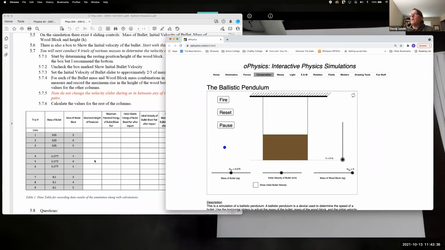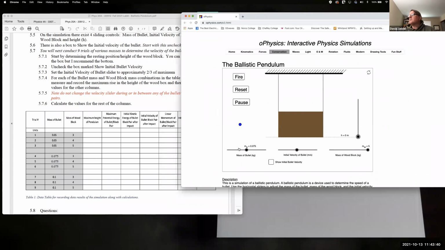Okay, now I ask you to set the velocity of the bullet approximately 2/3 of the way of maximum. So this is about 2/3 of the way. I'd call that about 2/3 of the way. Doesn't need to be exact. And you hit fire. Now, the joy here is that this just keeps swinging freely because there's no friction. In a real world experiment, you would have friction, and this would be damping.